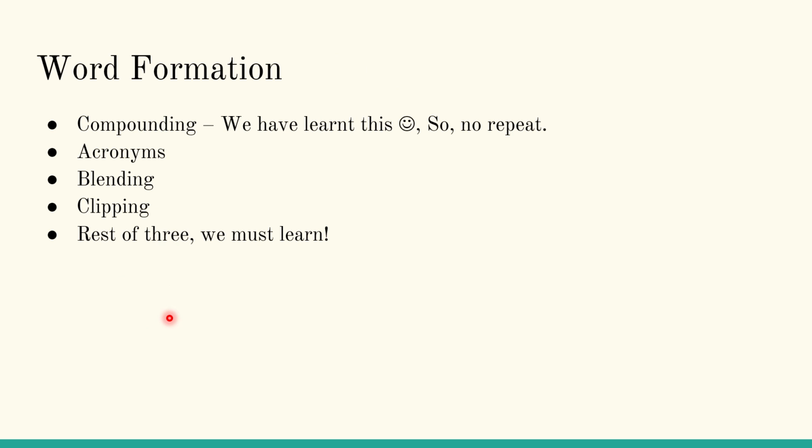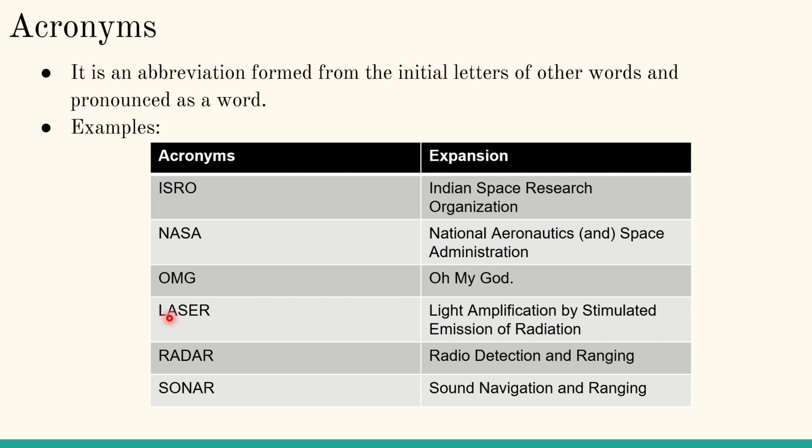Compounding, word formation: compounding, acronyms, blending, clipping. We have already seen compounding. Now acronym is the one that we need to start with right now. ISRO, what is it? It is an abbreviation formed from the initial letters of other words. ISRO is nothing but Indian Space Research Organization. So I took the first letters of all those and named it ISRO. NASA, National Aeronautics and Space Administration. First letters. OMG, oh my god.